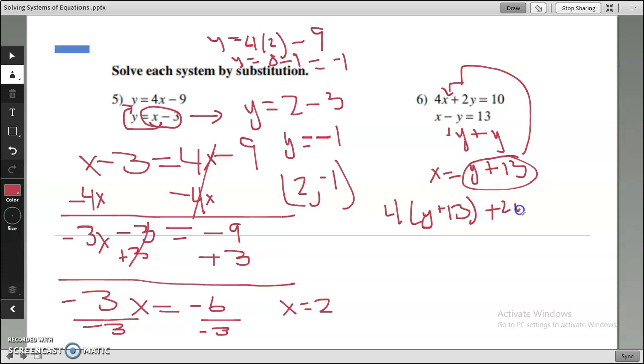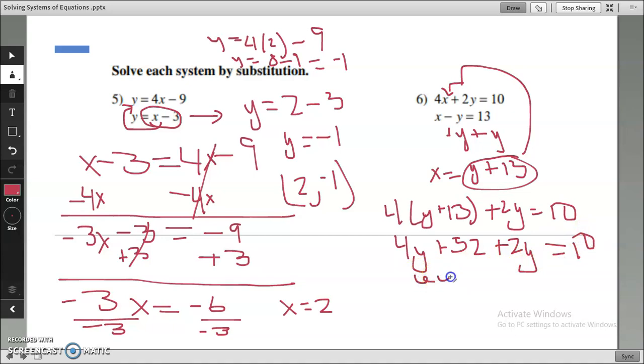So that's going to be 4 times all of this, y plus 13, plus 2y equals 10. So I get 4y plus 52, just distributing it through, right? Just solving the equation, equals 10. Combine my like terms, so I get 6y plus 52 equals 10. Then I'm going to subtract 52 from both sides.